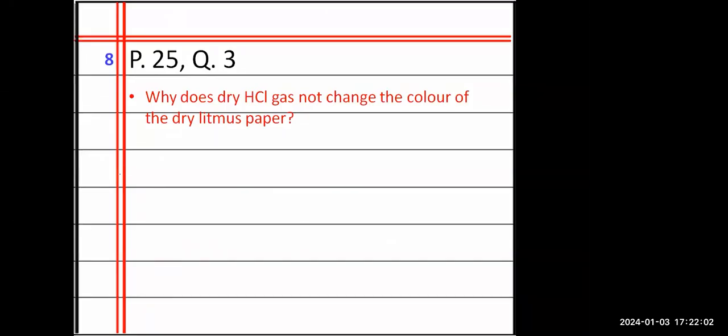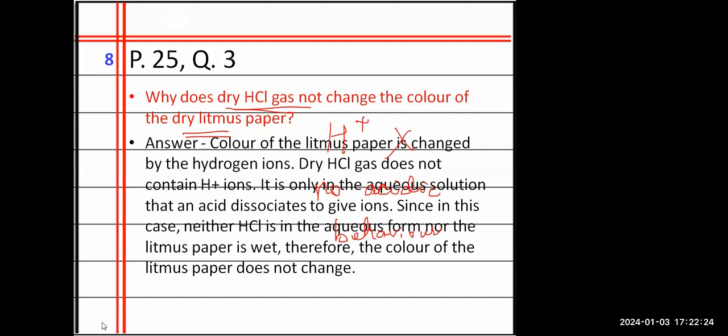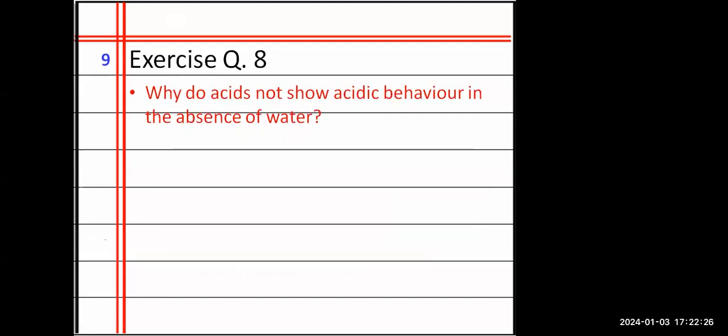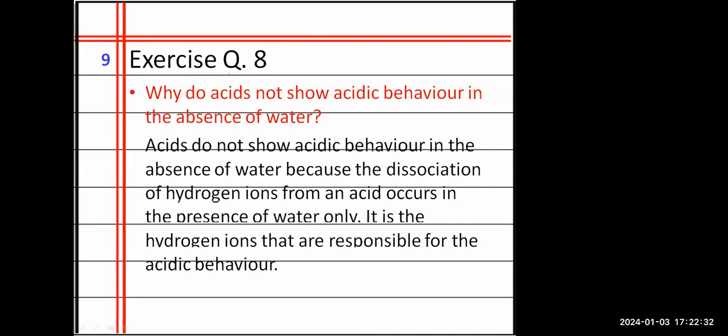Now, the question on the same concept: why does dry HCl gas not change the color of dry litmus paper? The answer will be the same. No production of H plus ions, so no acidic behavior. Similar kind of question: why do acids not show acidic behavior in the absence of water? The answer is the same.